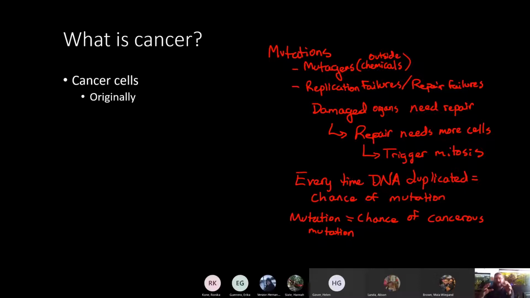So originally, cancer cells were normal functioning human cells. But something caused a mutation in the DNA, whether it's just random chance from normal processes or exposure to outside chemicals, a mutation occurred, and two things happen. One, it starts to undergo infinite mitosis.